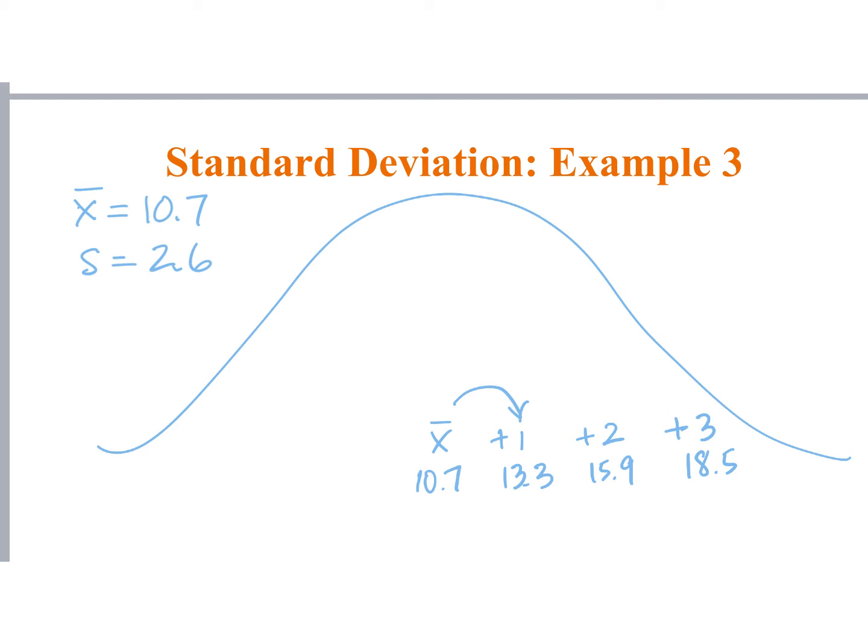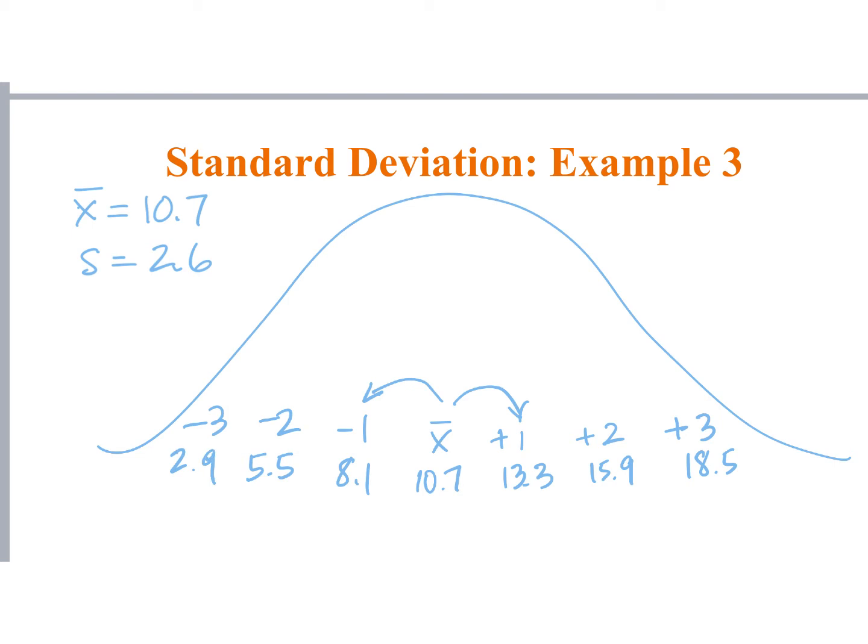So now let's get the values below the mean. If I want one standard deviation below the mean, I'm going to take that 10.7 and now subtract 2.6. This will bring us to 8.1. 2 below, subtract another 2.6, we're at 5.5. And then 3 standard deviations below the mean, subtract again 2.6, and we get to 2.9.